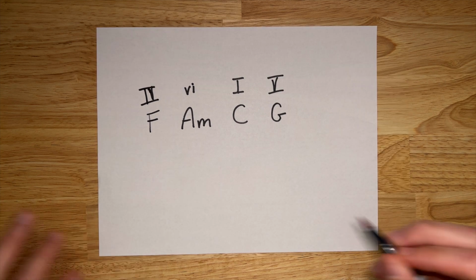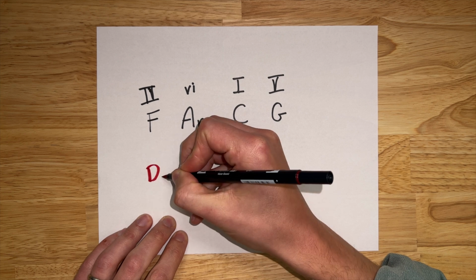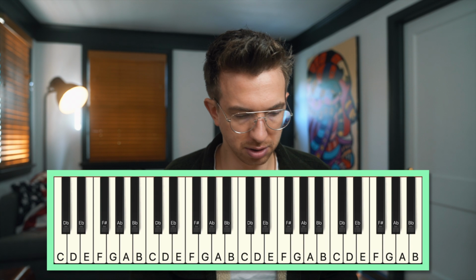So I'm gonna substitute a D minor for this F here. So instead of the 4 chord, we're gonna do a D minor, which is the 2 chord. Let's do a comparison between my original version and this new version with the D minor. 1, 2, 3, go.